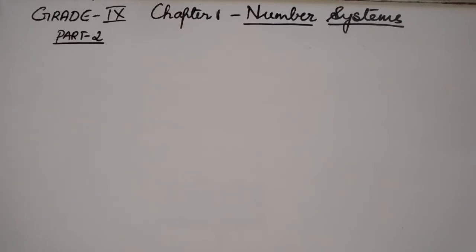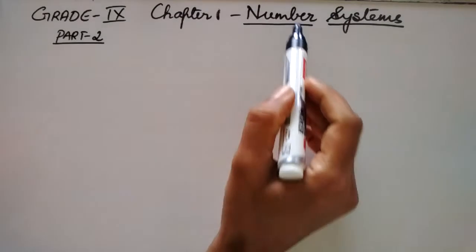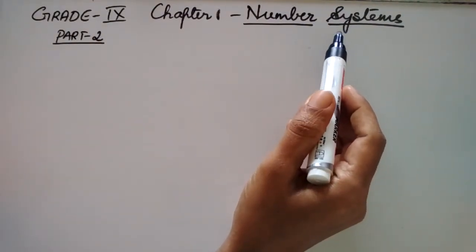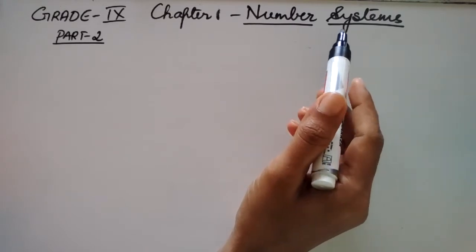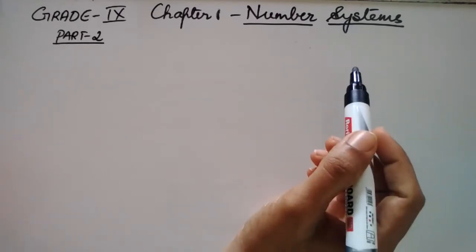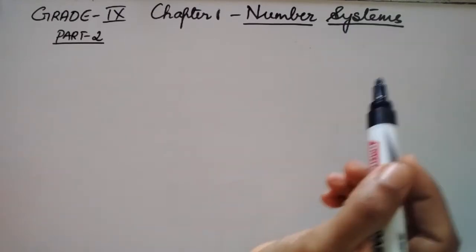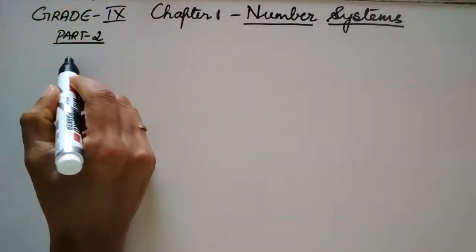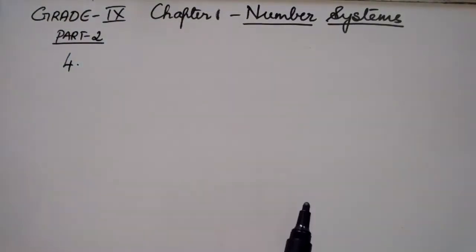So, in the last video, we learned the meaning of number systems and the different types of numbers. The first one was the natural numbers, which we learned in detail. The second one was the whole numbers, and the third one was the integers. So, in today's class, let us learn about rational numbers. That was the fourth category of numbers.